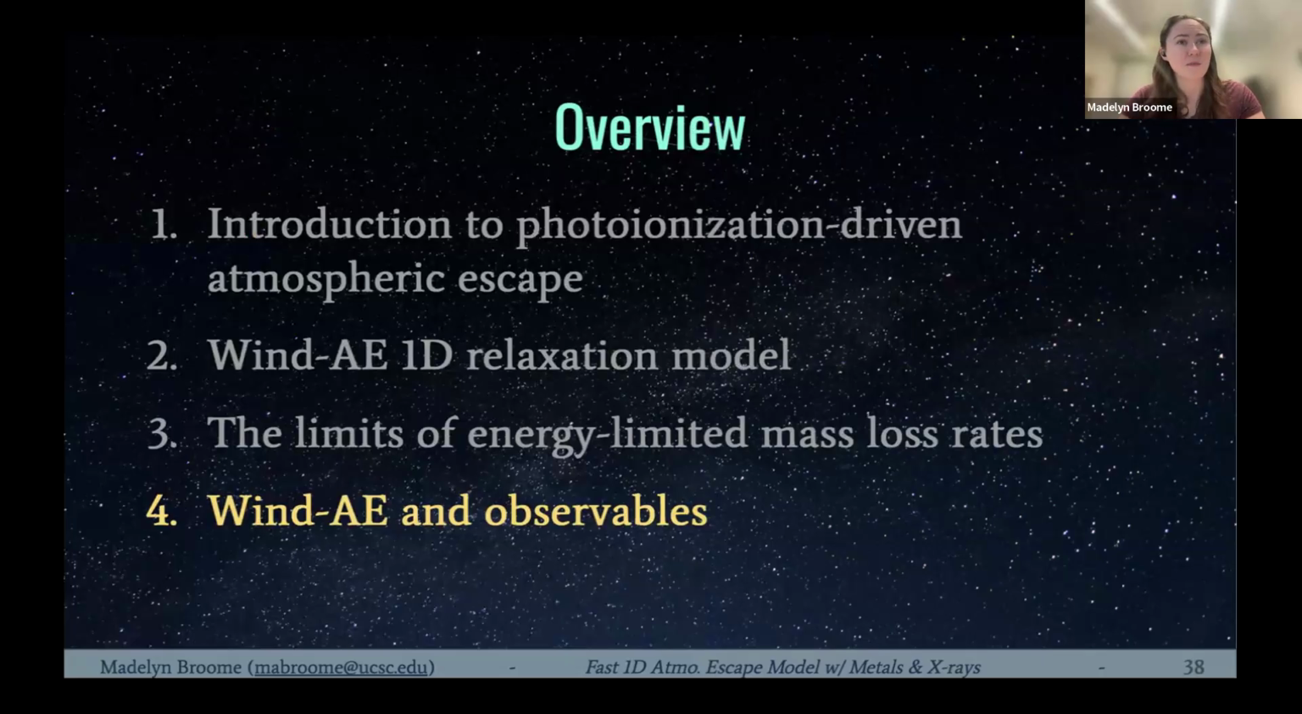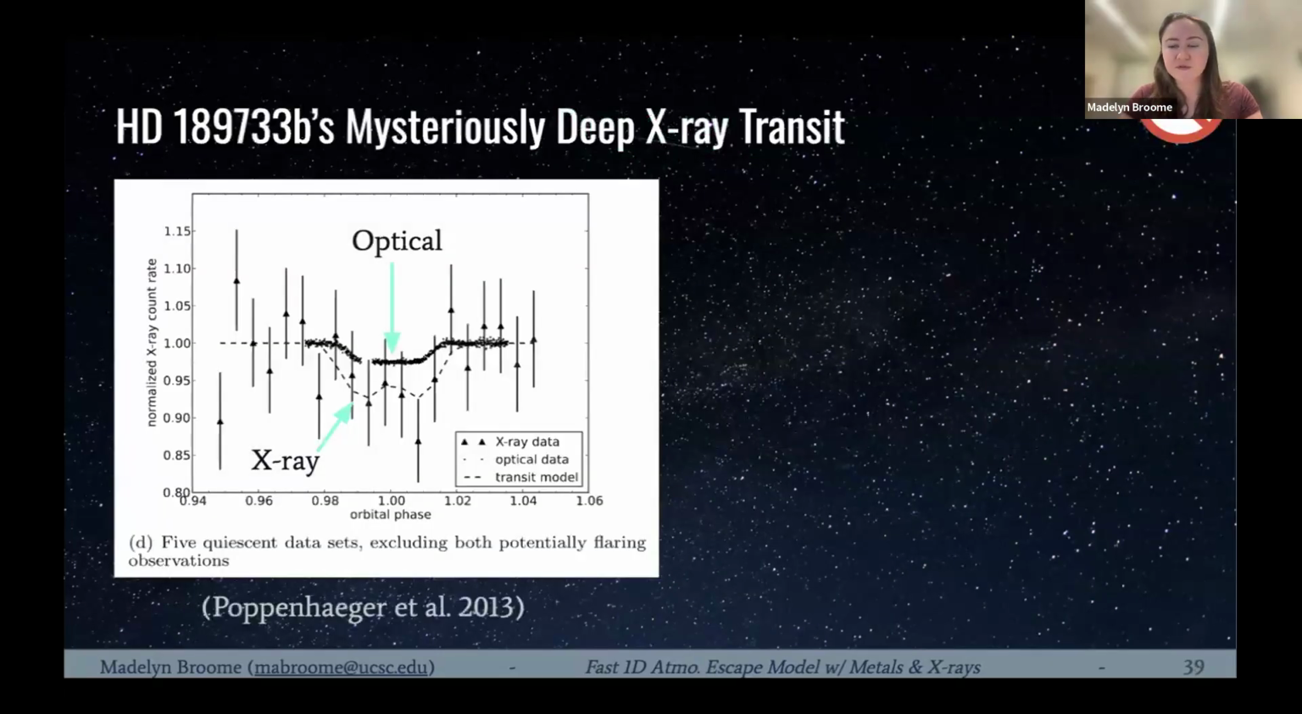But because we have these outflow profiles, because we have the ionization fraction, the temperature, the velocity, the density, we're able to make some predictions about observables. So I'll ask folks not to share this because this is work in progress, but there is one example of an outflowing atmosphere for a hot Jupiter around a K-star, HD 189733b, and it has this mysteriously deep X-ray transit, where the transit in the optical is these dots here, and that's a 1 to 2% transit. But then for some reason in the X-ray, it's actually a 6 to 8% depth transit.